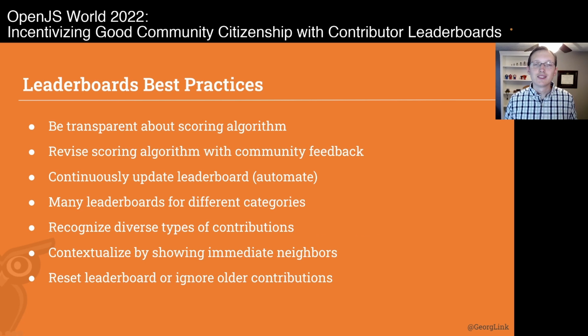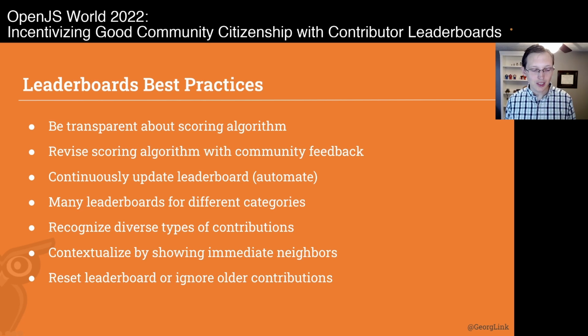Now, today's talk is about leaderboards. So what do we do about leaderboards to have effective leaderboards in open source communities that incentivize good community citizenship? One thing is to be transparent about the scoring algorithm. Let people know what activities actually go in.